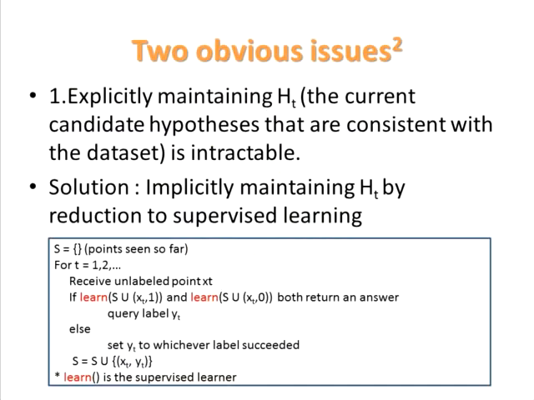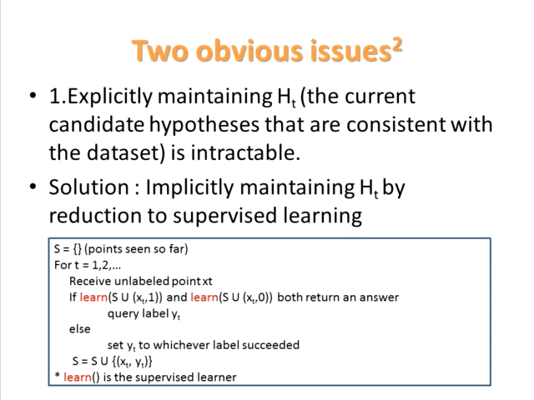Now there are two big issues, which are pretty obvious actually, with the mellow learning method. The first is that explicitly maintaining this set of candidate hypotheses is intractable. So instead you implicitly maintain them using supervised learning. Whenever you receive an unlabeled point, you assign it a label of 1 and give it to a supervised learner, which I'm calling learn here, and then you assign it a label 0 and give it to the supervised learner again.